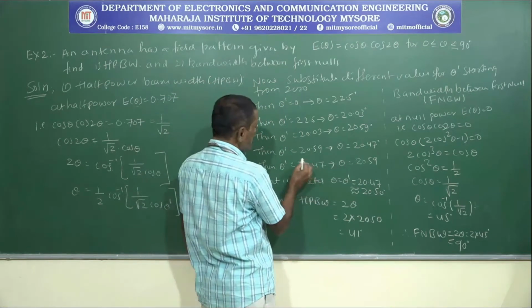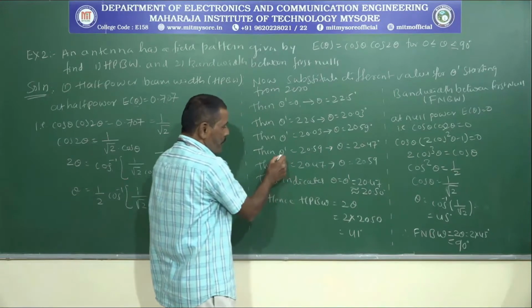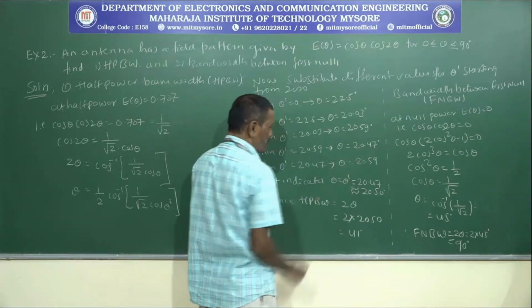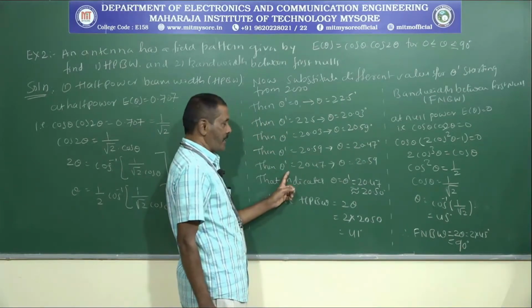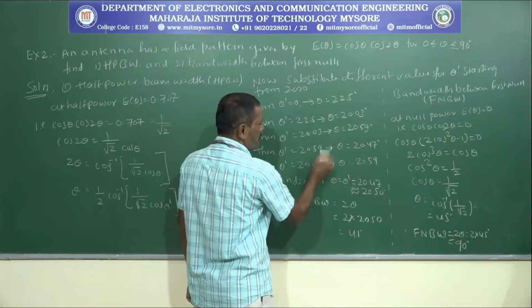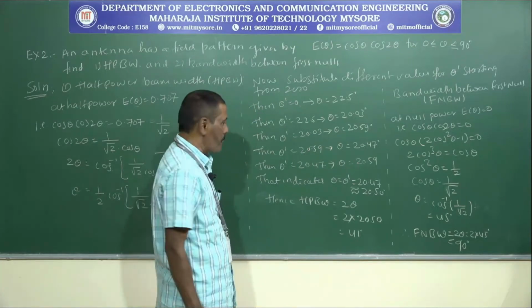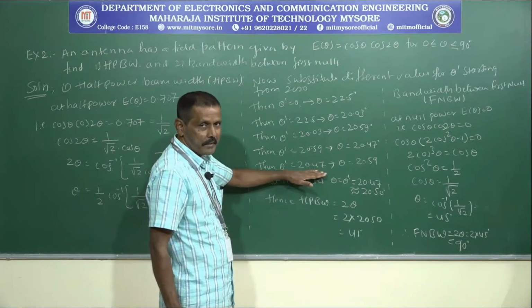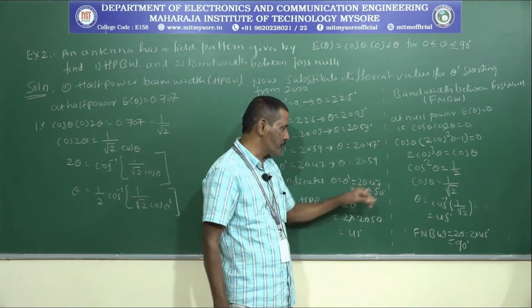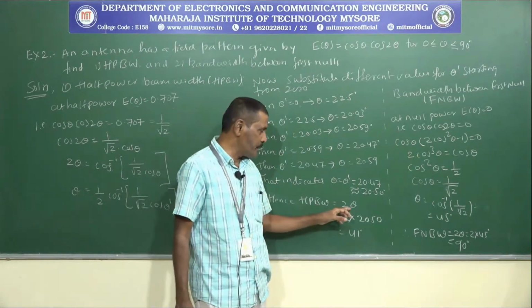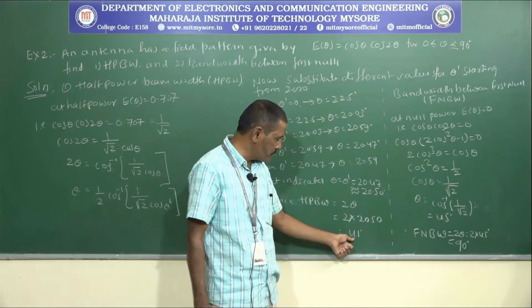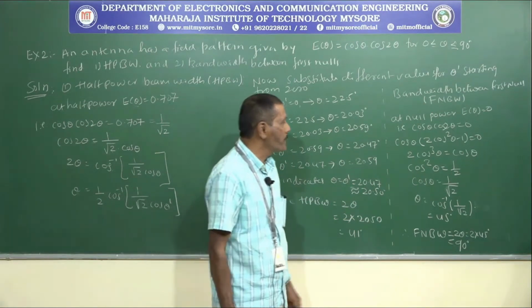If you closely observe, when I substitute theta dash equal to 20.59, I get theta equal to 20.47. When 20.47 is taken as theta dash, then theta is equal to 20.59. So, that means the values remain the same. Then stop at this particular point. That indicates that theta is equal to theta dash is equal to 20.5. Hence, half power beamwidth is given by 2 theta, and theta you have calculated as 20.50. Therefore, it becomes 41 degrees.